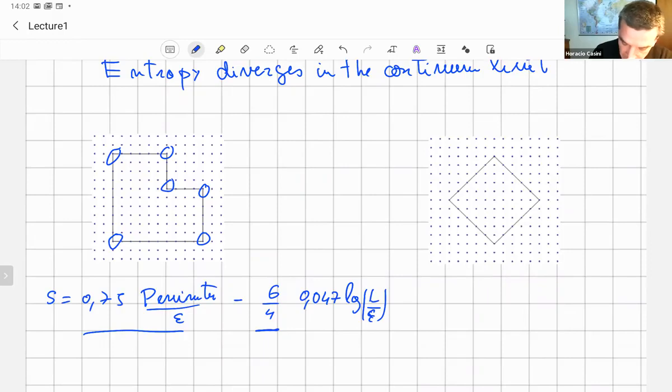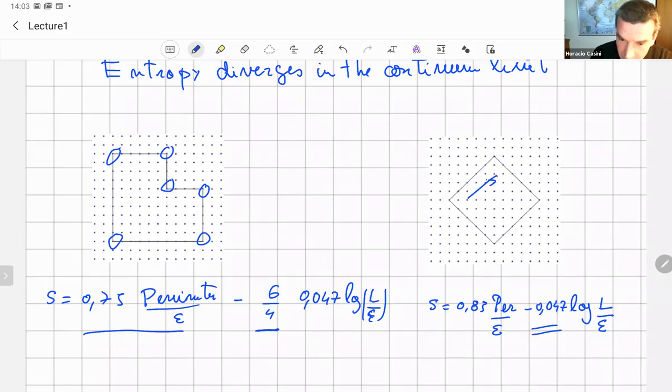And then you can think, well, what happens if my square is rotated in the lattice, is not in the parallel direction of the lattice, and then what you get is entropy. So you get exactly the same logarithmic coefficient, but the perimeter term, the area term, is different. It has a different coefficient.